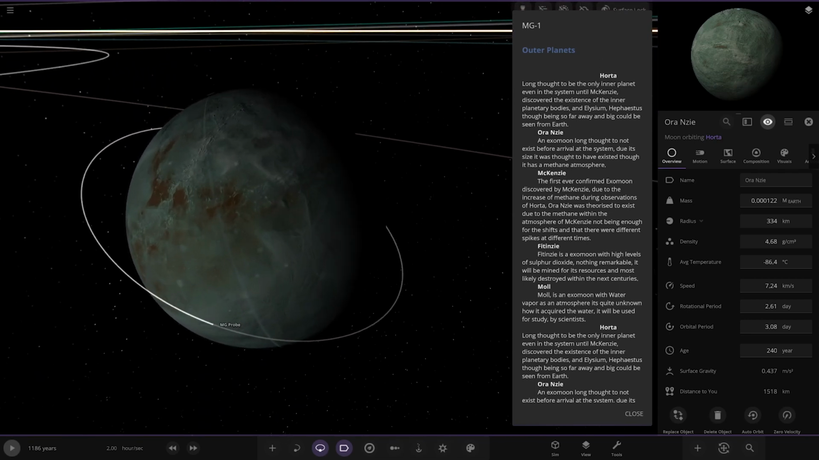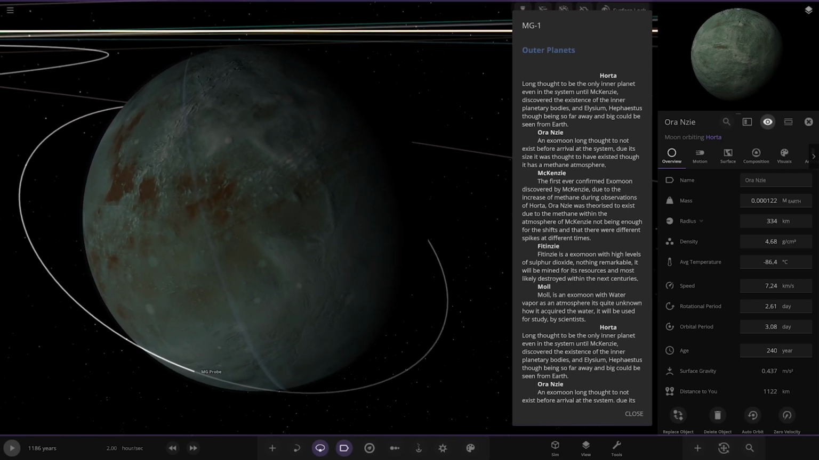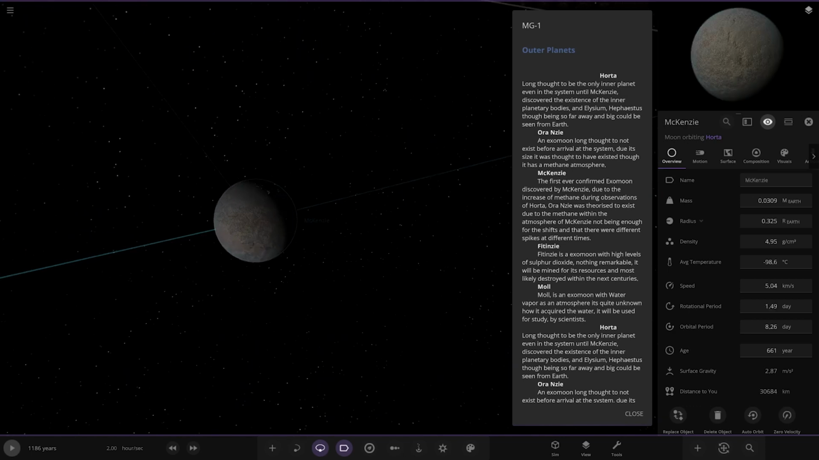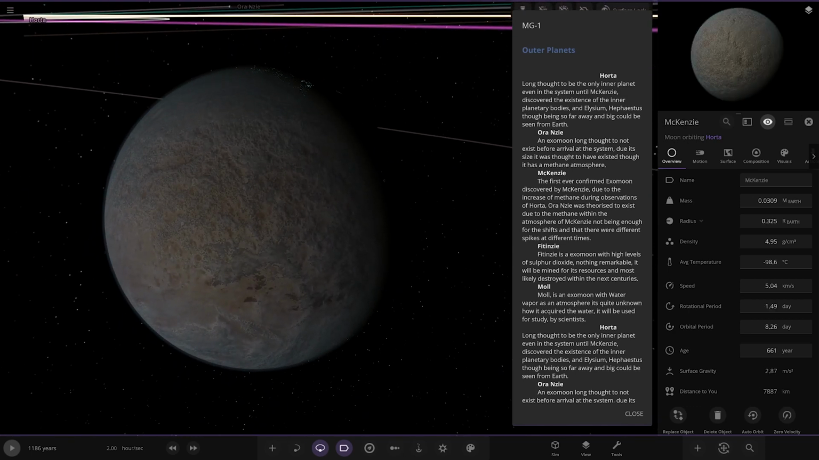So Aura Nizi, an exomoon long thought to not exist due to the rival system. Due to its size, it's thought to have existed through... It has a methane atmosphere. And then secondary, we've got Mackenzie here. The first ever discovered exomoon, discovered by Mackenzie due to the increase in methane during observations of Horta. Oranizi was theorized to exist due to methane within the atmosphere of Mackenzie not being enough for the shifts that were different spikes at different times.